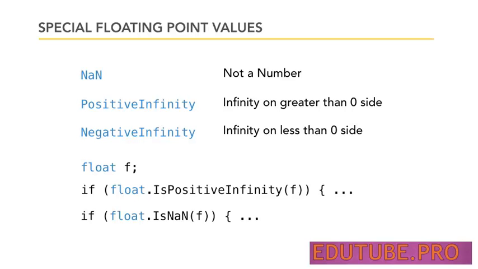Again, because these floating point data types, along with all the other primitive data types, derive from System.Object, they have all these great methods and properties built into the language.